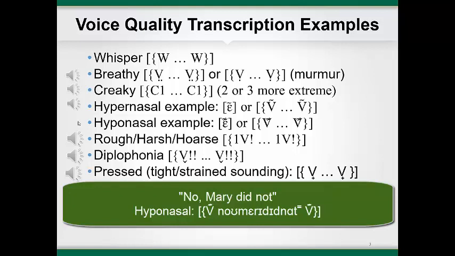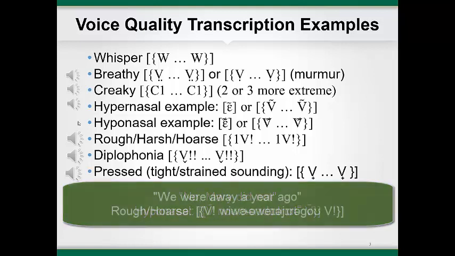Again, we saw how to transcribe hyponasal speech phoneme by phoneme in an earlier section. We can transcribe an entire section of speech as hyponasal by enclosing an uppercase letter V inside the curly braces on each side, with a tilde with a slash through it over the V on each side.